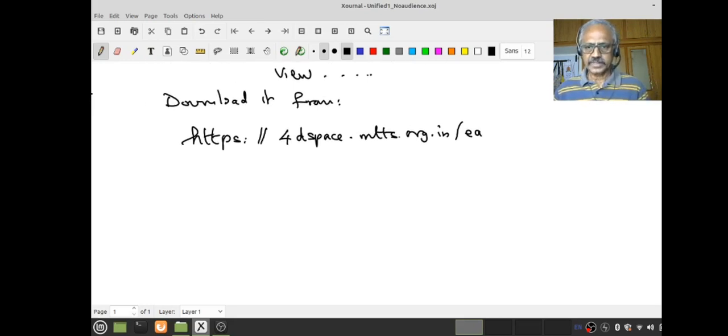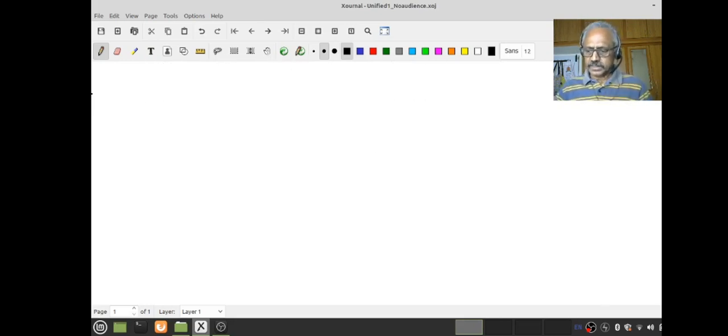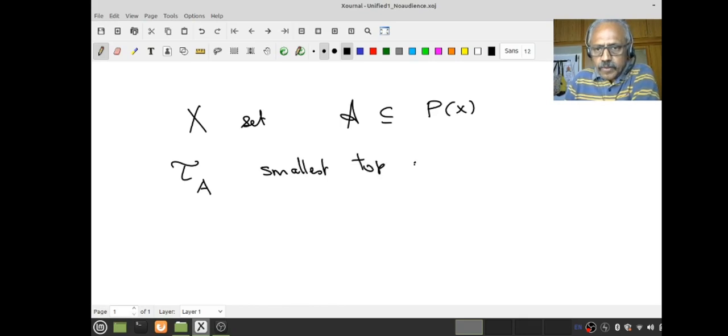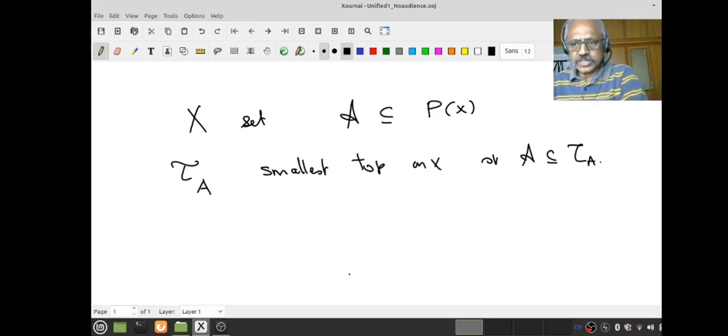Okay, right. Let's quickly recall, in one of the videos, I don't remember the video number, I think video number 13, I talked about this. Suppose X is a set and script A is a collection of subsets of X. Then we wanted to describe the smallest topology. We know there exists the smallest topology on X which contains A. Let us call it tau of A, the smallest topology on X such that A is a subset of tau A. Its existence is very easy to show.